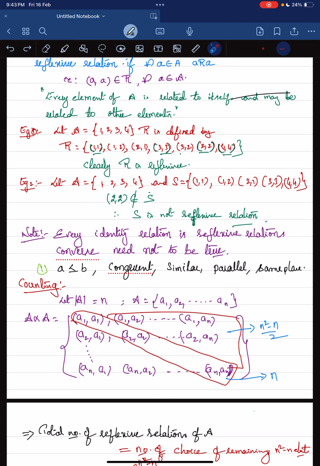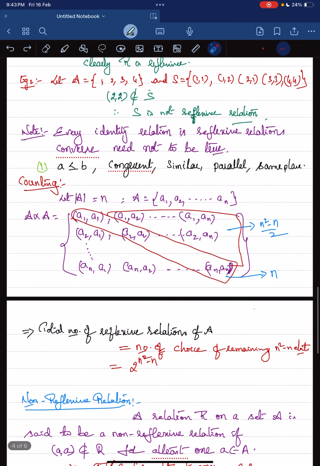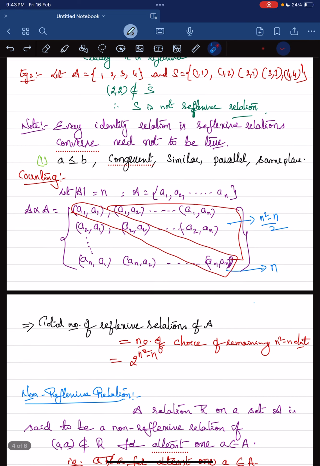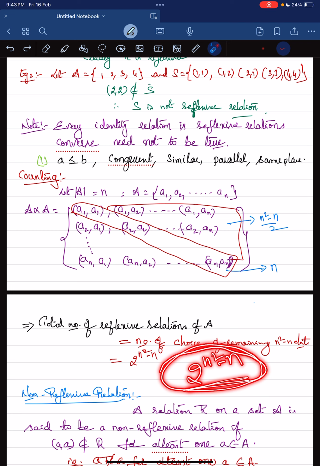So therefore the total number of reflexive relations from A to A, with the number of choices for the remaining n square minus n elements, is 2 power n square minus n. So this is the reflexive relations formula.